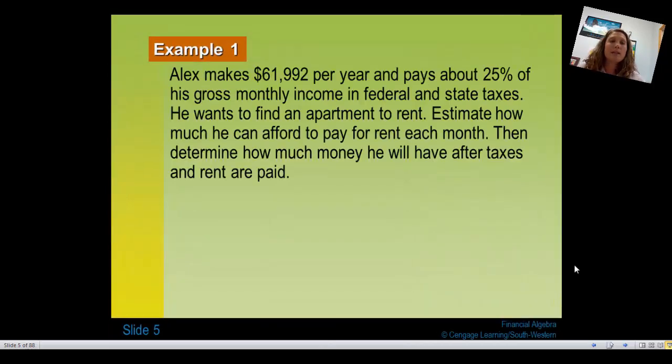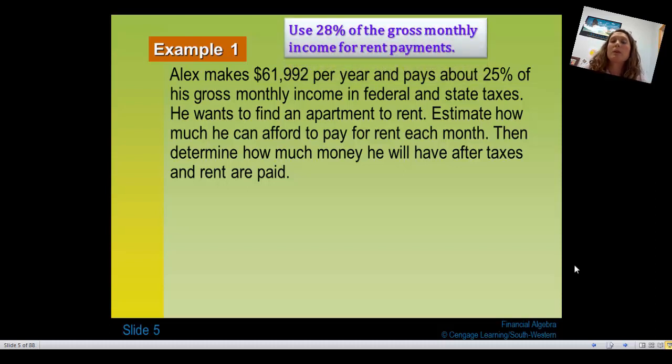So examples. Example 1, Alex makes $61,992 per year and pays about 25% of his gross monthly income in federal and state taxes. He wants to find an apartment to rent. Estimate how much he can afford to pay for rent each month. Then determine how much money he will have after taxes and rent are paid. So we use 28% of gross monthly income generally as a good area for rent payments, a good average.